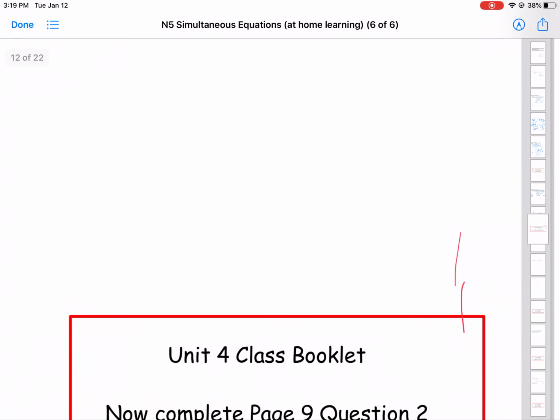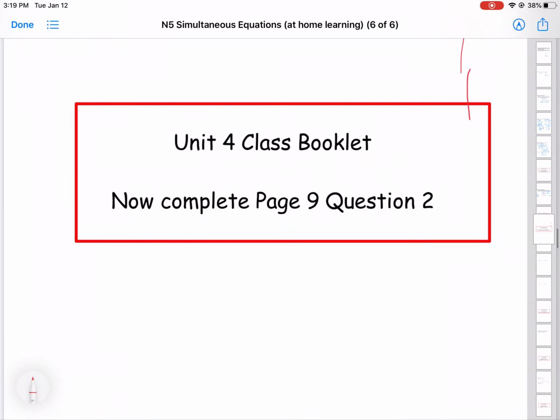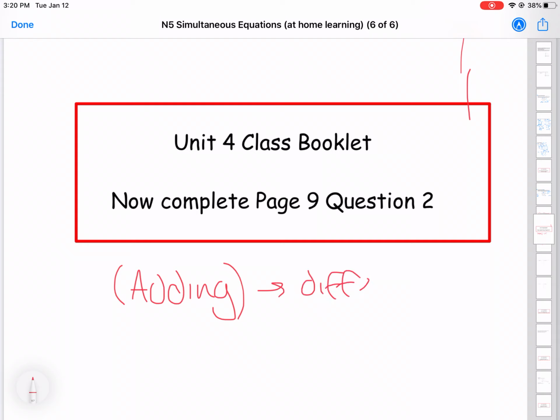Now, the questions for this one are on page 9, question 2. They're perfectly fine, in fact. Okay, so what to do is complete these. Now all of them are adding, because all of them have different signs.